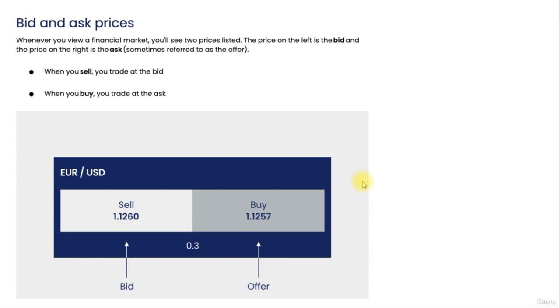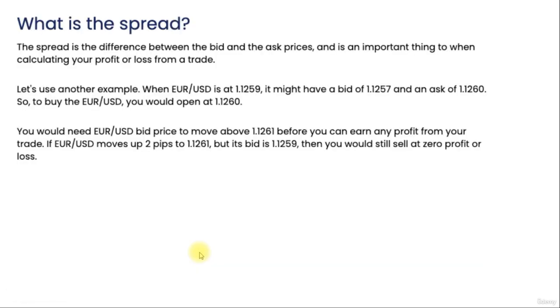Now let's discuss one more important concept, that is of bid and ask prices. Whenever you see the ladder in your trading software, or whenever you view any general financial market, you will see two listed prices. The price on the left is the bid and the price on the right is the ask or offer price. So whenever you sell, you trade at the bid, and whenever you buy, you trade at the ask. So this is a very important concept, and this difference between bid and ask is known as the spread. This is point 3.